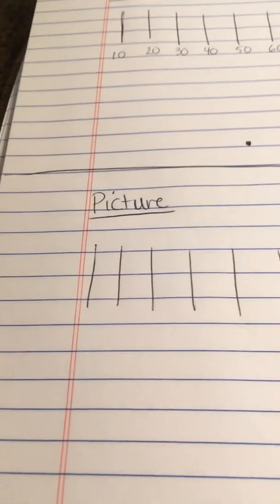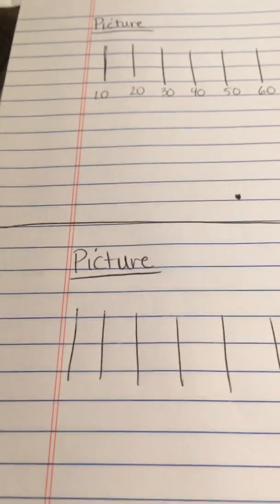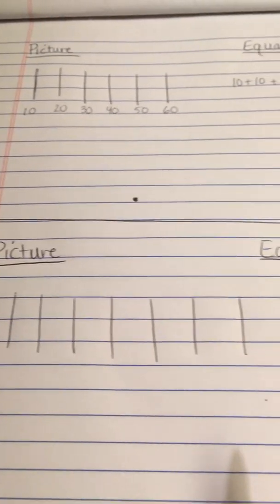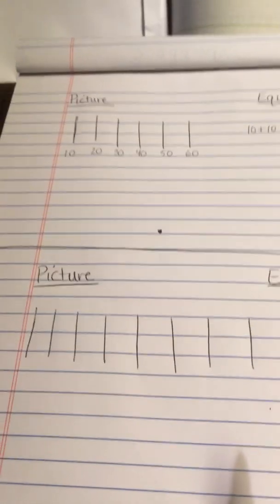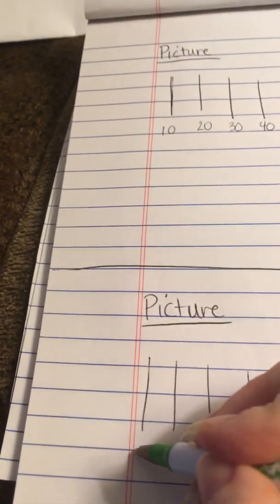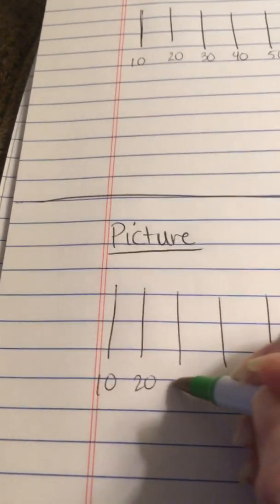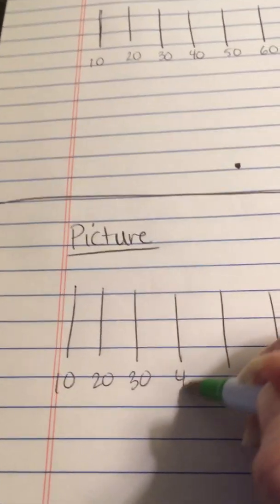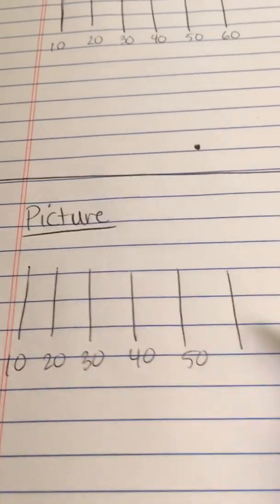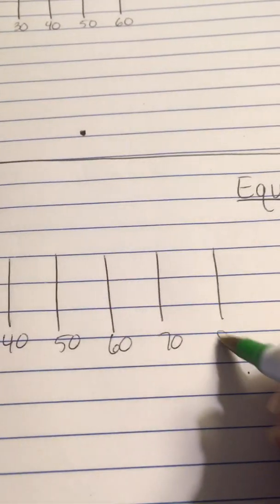And just like above, we can count by tens and write those numbers underneath. So on your paper, you should be doing the same thing. So draw your 8 lines. Remember, if you ever need more time, you can always pause the video. And then after you draw your 8 lines, you can write your numbers in, counting by tens. 10, 20, 30, 40, 50, 60, 70, 80.